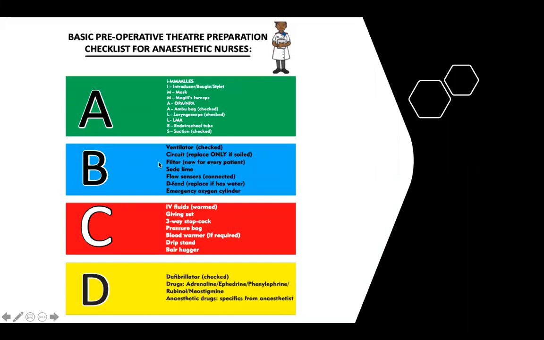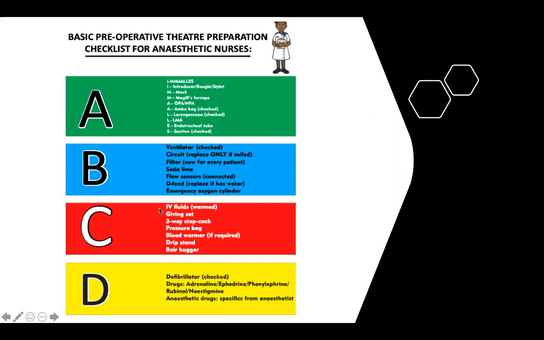Then B is breathing. You want to check your ventilator, and some of our nurses are skilled at checking for that, and they'll identify problems. So the ventilator must be checked, the circuit must be replaced, a filter for every patient, soda lime replaced, flow sensors intact, and your water trap, which absorbs the water. An emergency oxygen cylinder must be present.